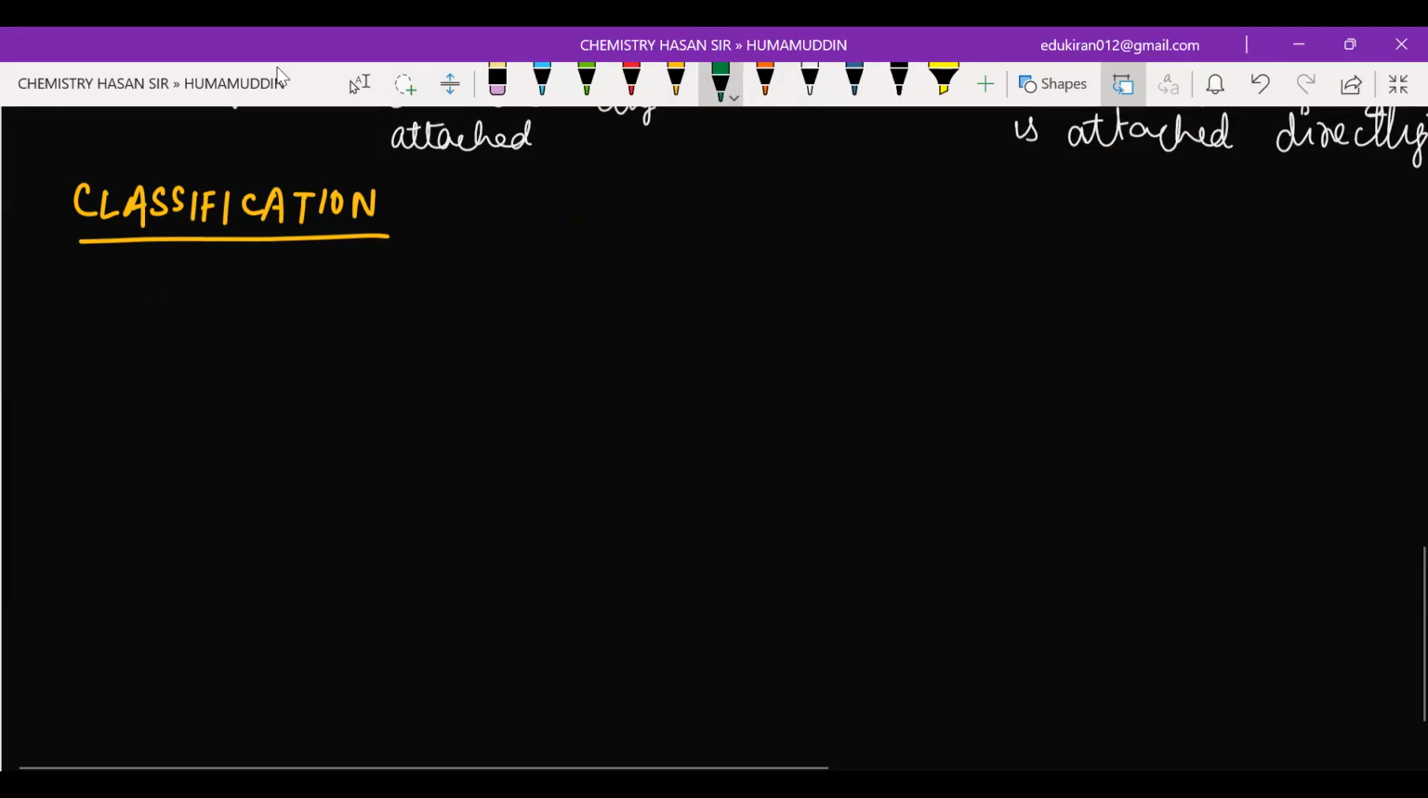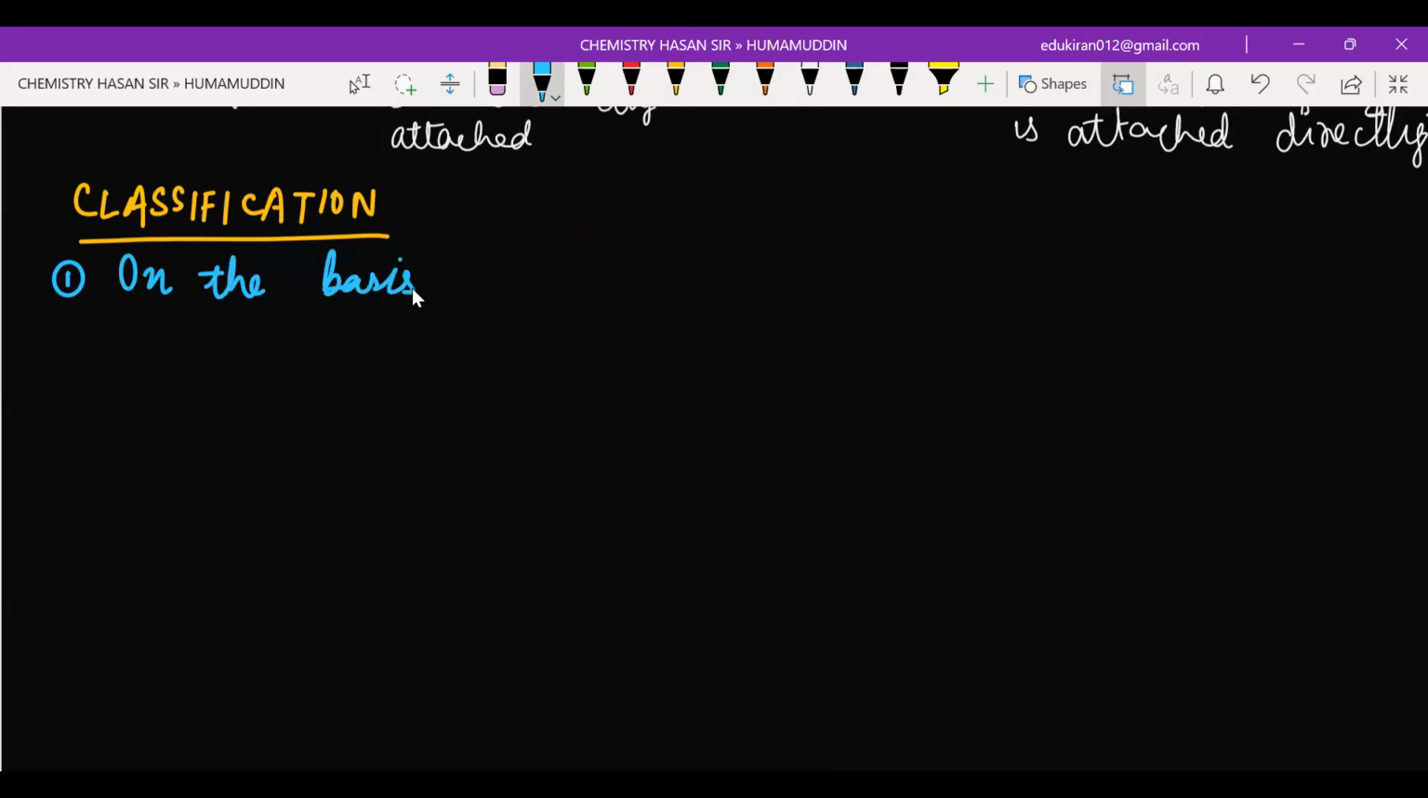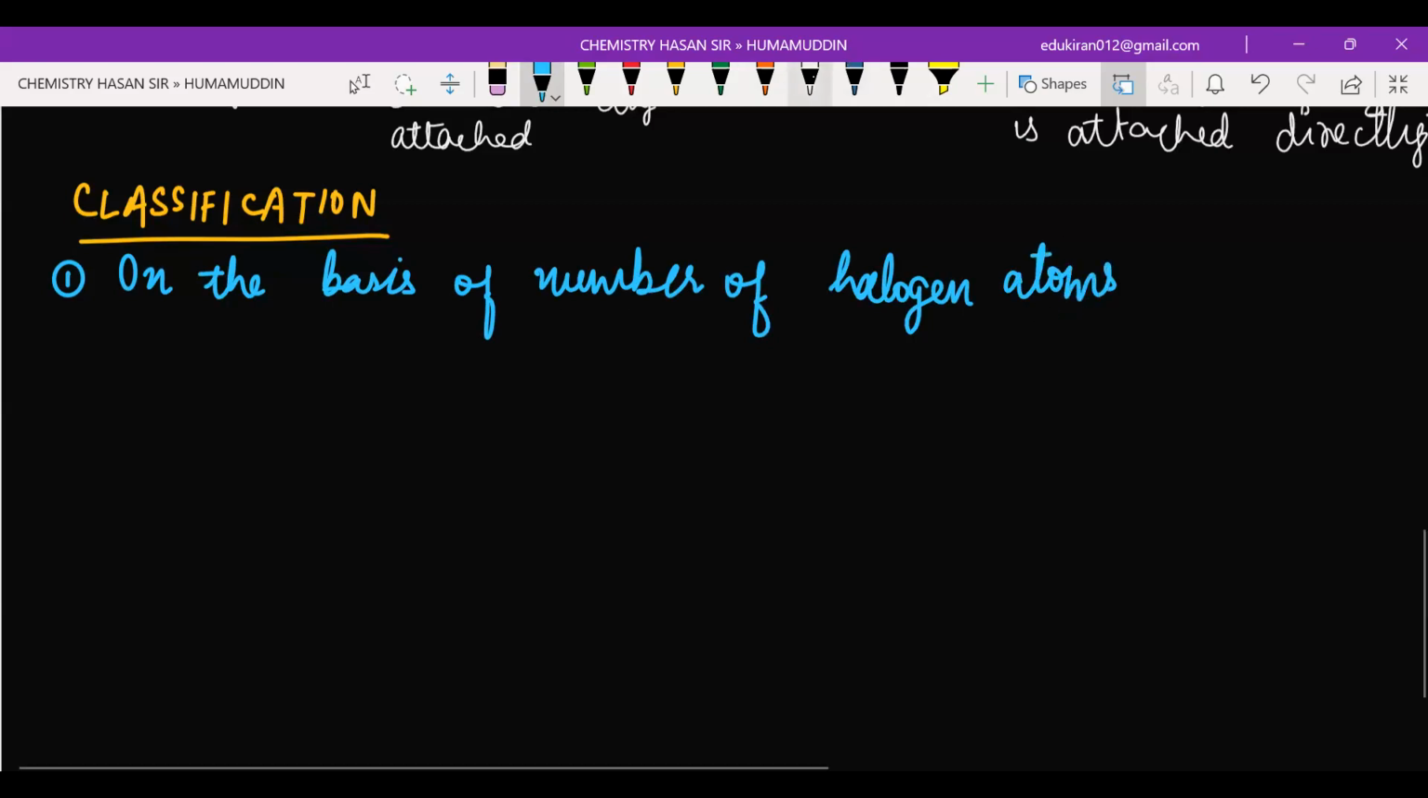Oh, sorry. We are going to do the classification, and the first classification is on the basis of number of halogen atoms. If there is one halogen atom, then what it is called?